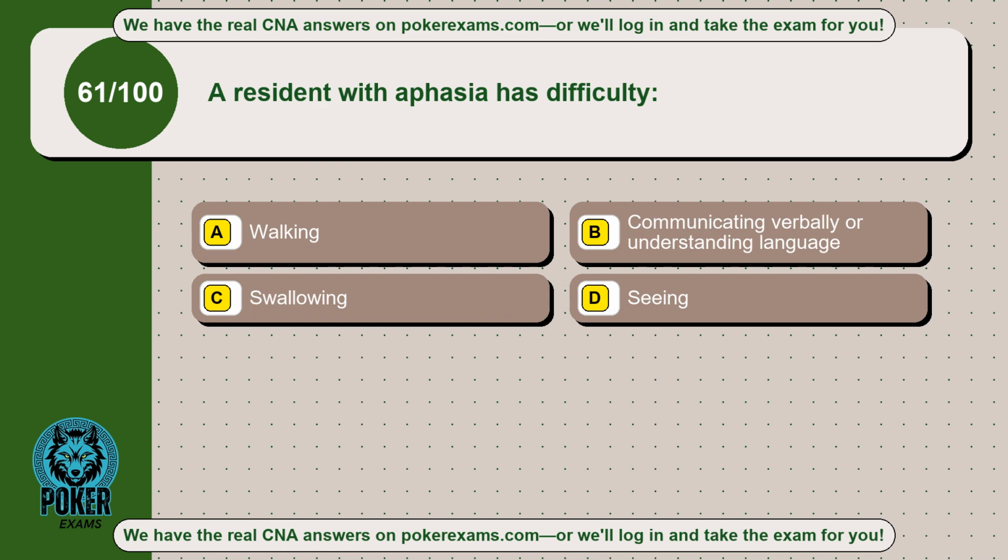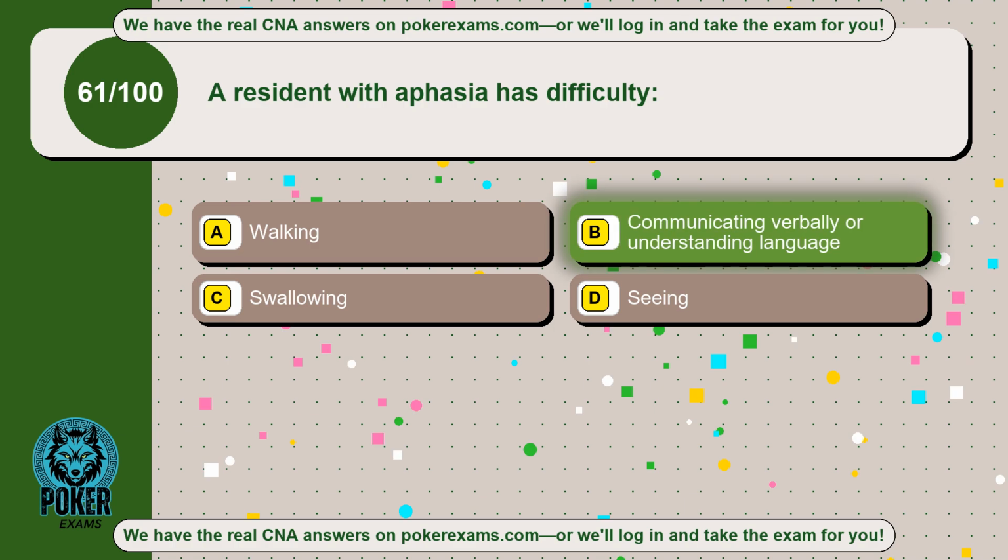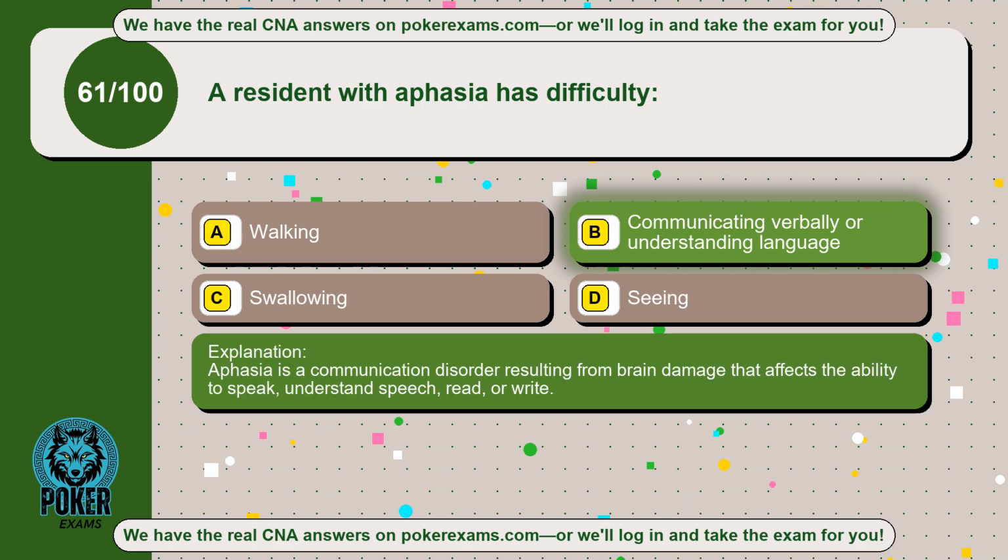Question 61. A resident with aphasia has difficulty: Option A, walking. Option B, communicating verbally or understanding language. Option C, swallowing. Option D, seeing. The correct answer is option B, communicating verbally or understanding language. Aphasia is a communication disorder resulting from brain damage that affects the ability to speak, understand speech, read, or write.